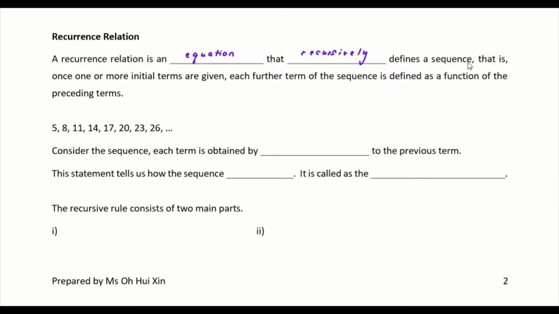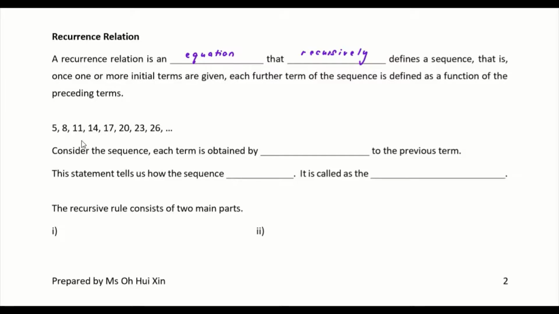Okay, so that is, let's say you are given one initial term, or sometimes in a situation you might need more than one. When you are given the initial term, then you will be able to identify all the next terms, or all the further terms, by using a specific function or a specific rule of the preceding terms. Which means for some of the sequences that we have just now, you can see that's like a rule. So a recurrence relation helps us to write down the relationship between the terms, the rule, in an equation.